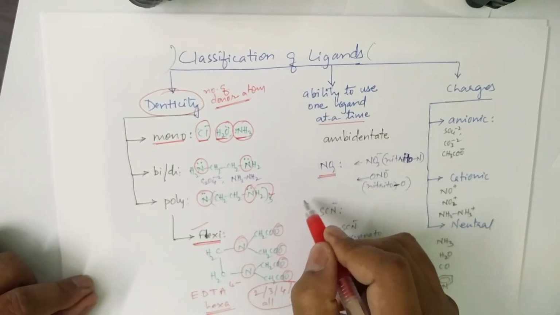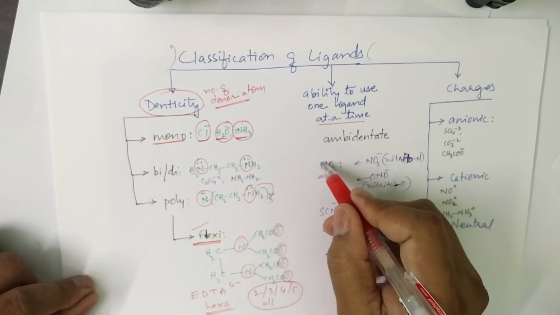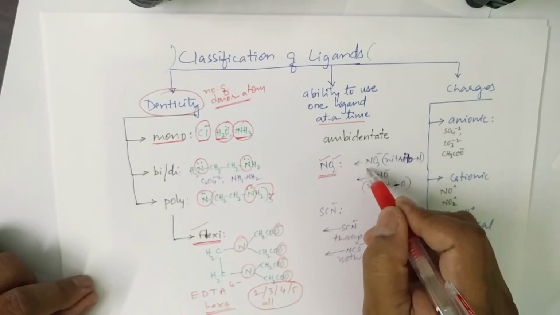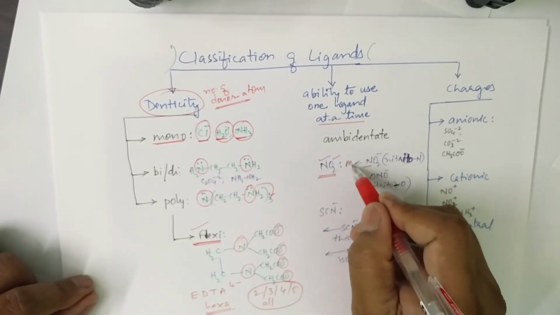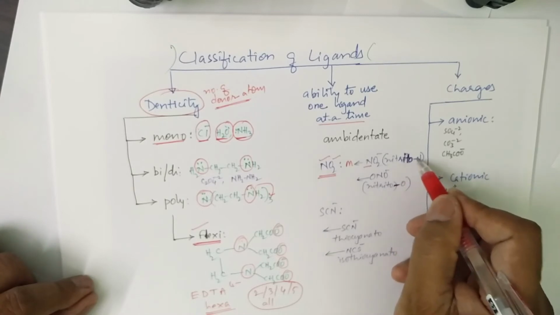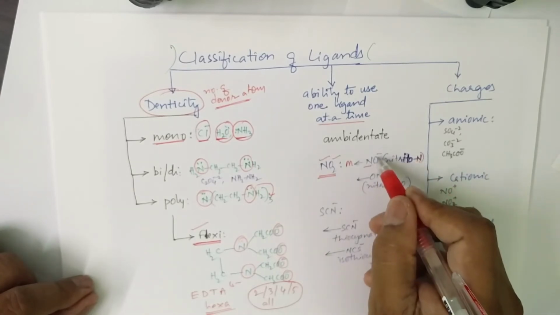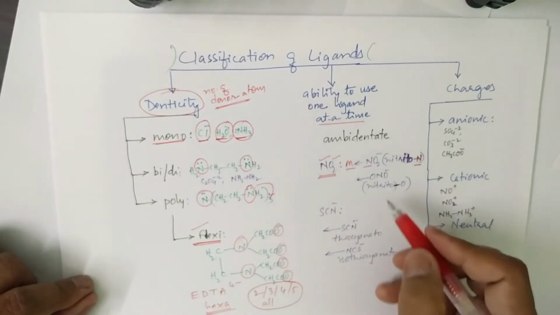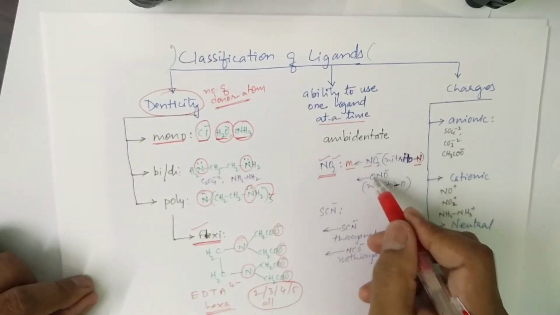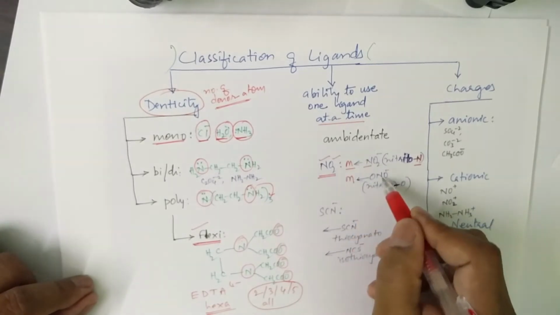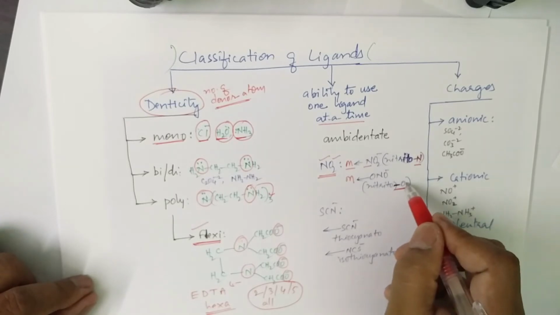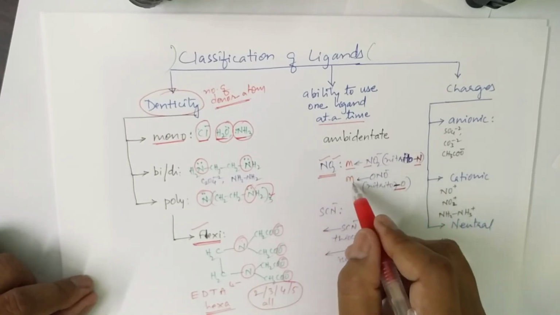in the NO2 group, there are two donor atoms. One is nitrogen, another one is oxygen. It can utilize only one at a time. If it uses the nitrogen atom for binding with the metal, then it's called nitrito-N. This N indicates that NO2 has utilized N as donor atom for binding with metal. It can utilize, instead of N, O as a donor atom to bind with metal. Then it's called nitrito-O. This letter indicates which atom is utilized by the NO2 group for forming a bond with the central metal atom or ion.